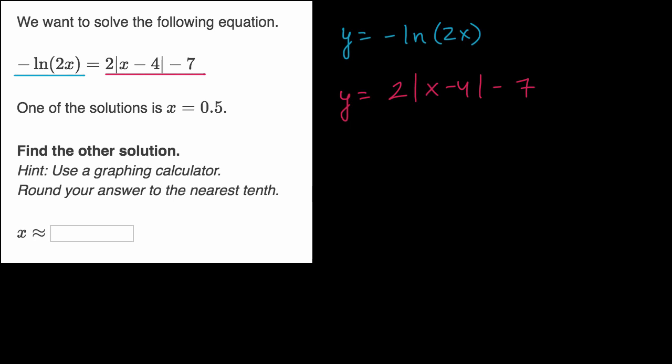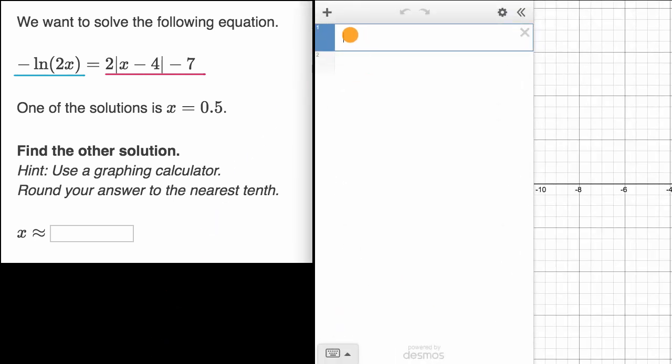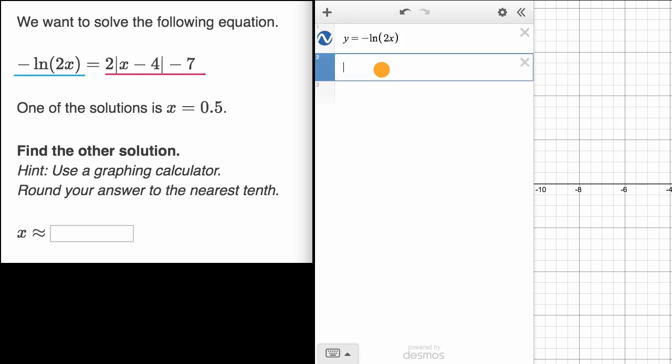So I'm going to use Desmos as my graphing calculator. Let's type in the two sides. First I'll do the left side: y is equal to the negative natural log of 2x, and let me make my color as close as I can, maybe closer to that bluer color. Okay, and then the next one, I want y is equal to 2 times the absolute value of x minus 4, and then I will close my absolute value, and then I have minus 7. I will do this in the red color so that we can keep track of things.